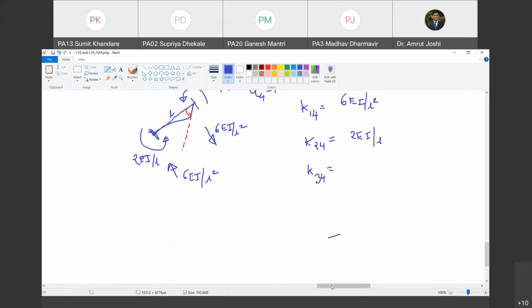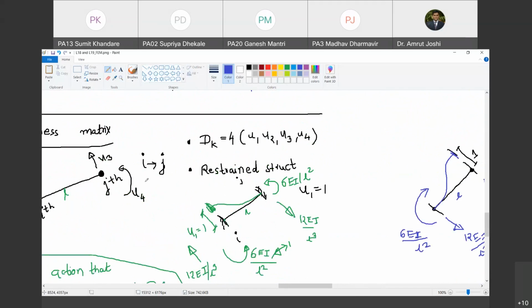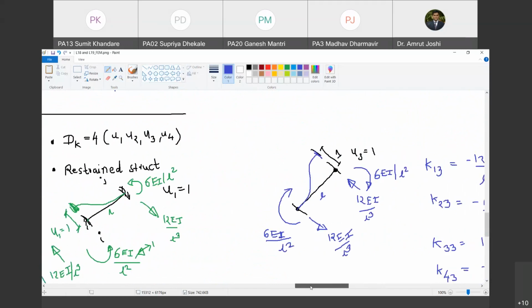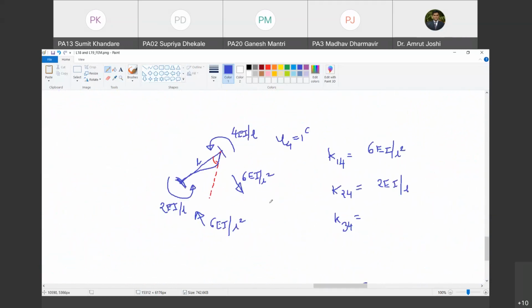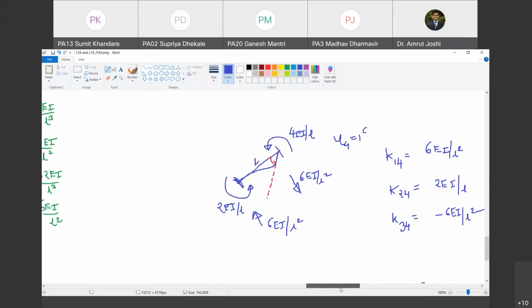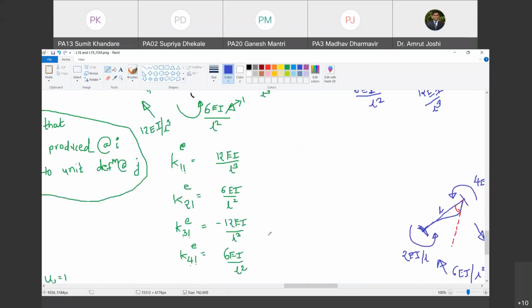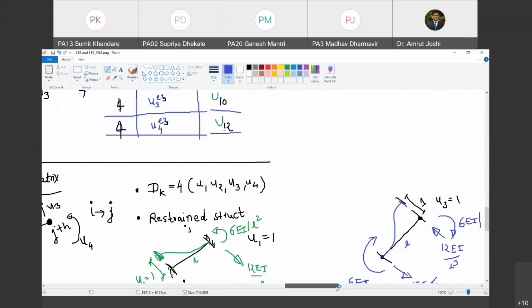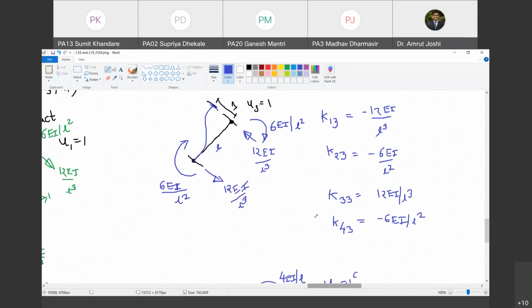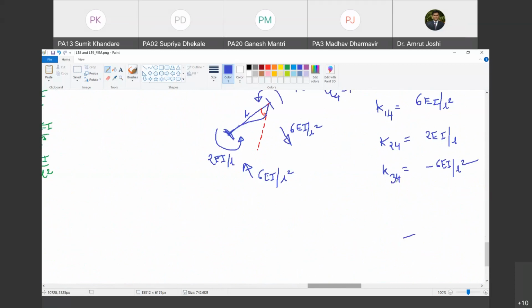Now K34. K34 is equal to the action that gets produced at 3. What is 3? 3 is translation. So which action am I looking for? Force, at the location of 3. Where is 3? 3 is at this end. Do you agree with me? So what is the force? Minus 6EI by L square. Let us check whether K43 is minus 6EI upon L square. K43 is minus 6EI by L square. Happy? Yes, sir. Which is equal to K34.